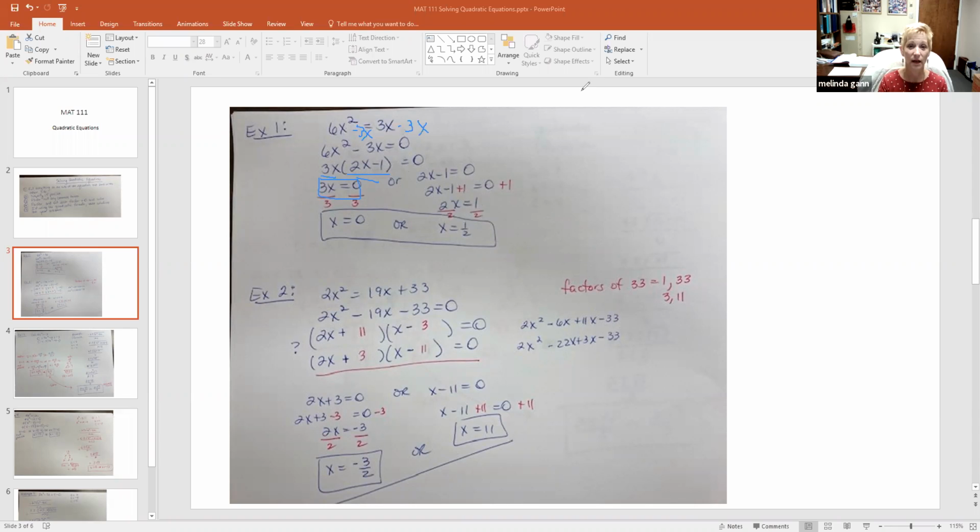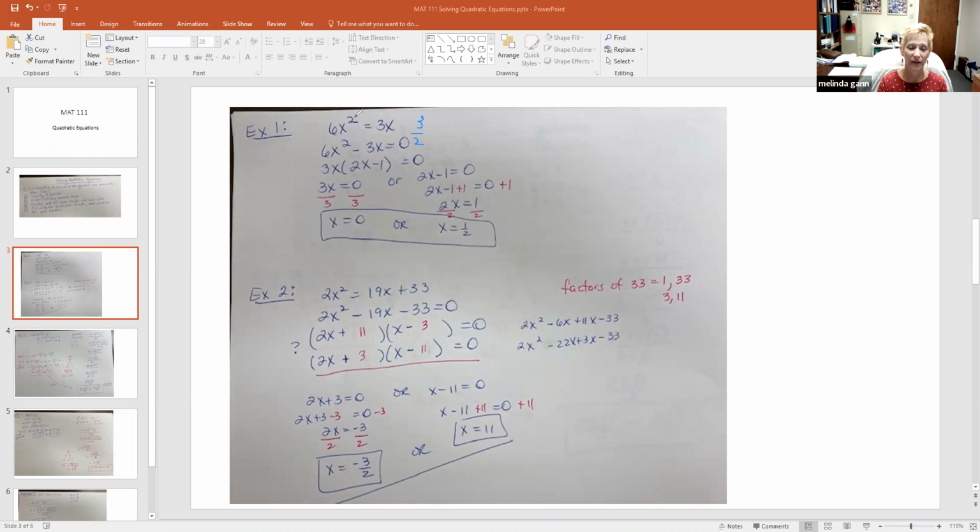So this one actually has two answers. 0 would work, and sure enough, 0 squared is 0. If you plug 0 in this side, you get 0. If you plug 0 in that side, you get 0. All right. If you plug a half in this side, 3 times a half is 3 halves.